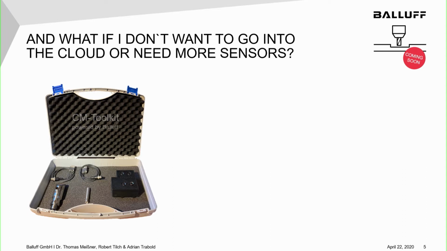Thanks, Robert. Now, what happens if you don't want to go into the cloud or need more sensor data? Well, that's what the condition monitoring toolkit is for. It is your toolkit that you can use for a variety of condition monitoring use cases and will get you started right away. So what does it consist of? Well, it consists of a base unit which combines functionality like connectivity, visualization, and analytics, and a set of variable IO-link sensors that you can use according to your specifications and your requirements.